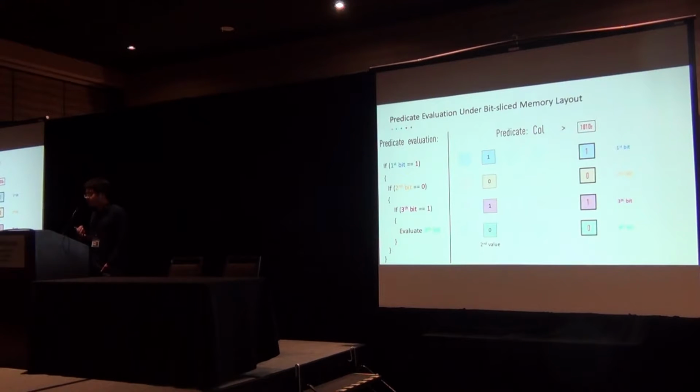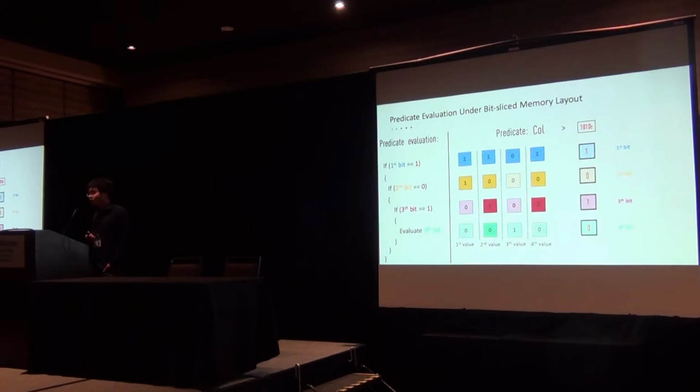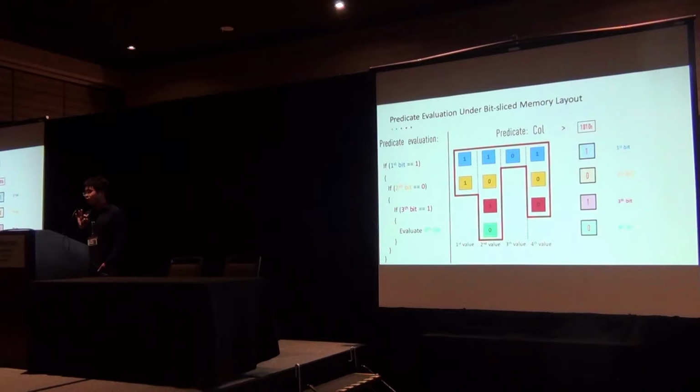Because the result is determined, we don't need to evaluate the third bit and fourth bit of the first value. For the second value, we compare the first bit, it is the same, so we need to compare the second bit. It's the same, so we have to go to the third bit. It's the same, so we have to compare the fourth bit, and so on and so forth. So we can see that we only need to evaluate some of the bits, not all the bits.